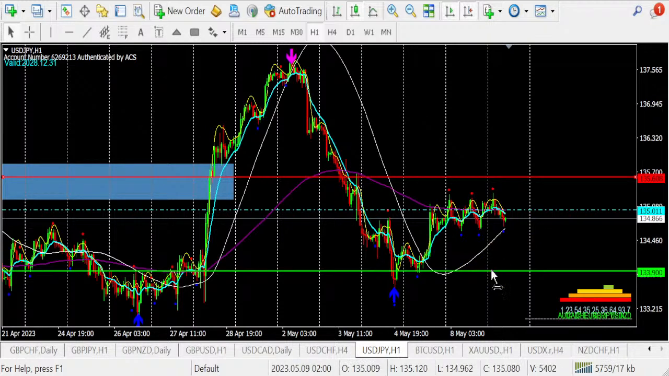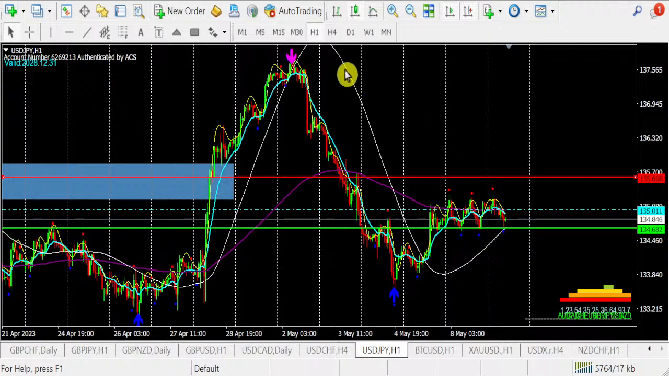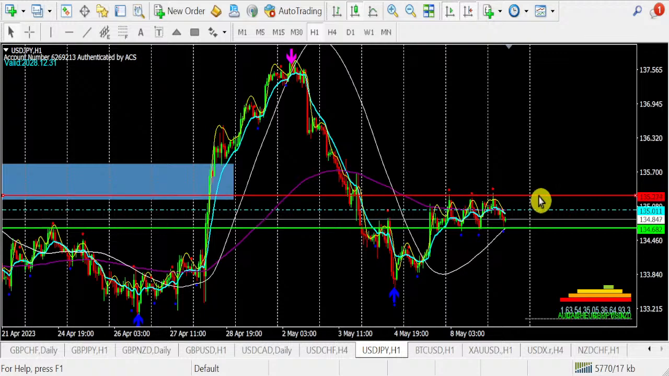So let's move this. 133,900. Okay, let me move this support up here first. Okay, let's see. We have one support over here. Then let's move this down first to this area of resistance.